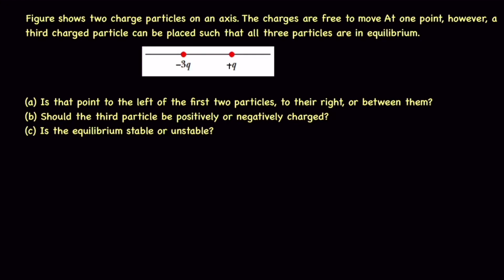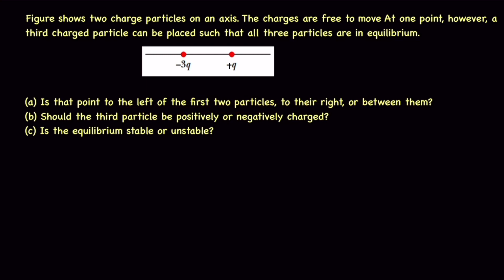In this question, it shows that there are two charged particles on an axis. The charges are free to move. At one point, however, a third charged particle can be placed so that all three particles are in equilibrium. So based on this information, we have to find the position of the third particle.